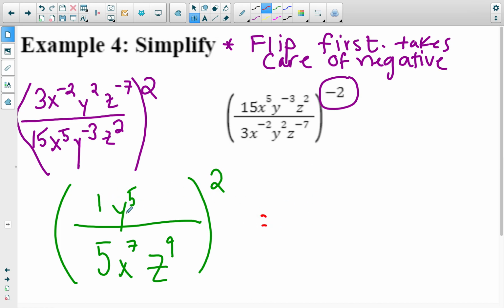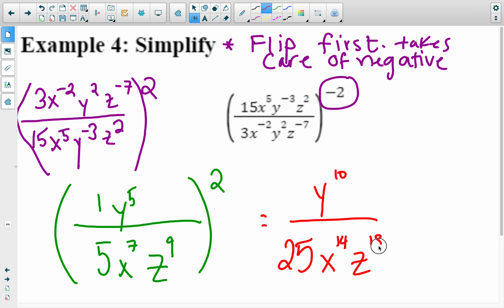I'm going to leave off this 1 now because 1 squared is just 1. Okay, y to the 5th squared gives us y to the 10th. 5 squared gives us 25 in our denominator. X to the 7th squared, power of a power, multiply them, you'll get x to the 14th. Z to the 9th squared, power of a power, multiply 9 times 2 to give us z to the 18th.